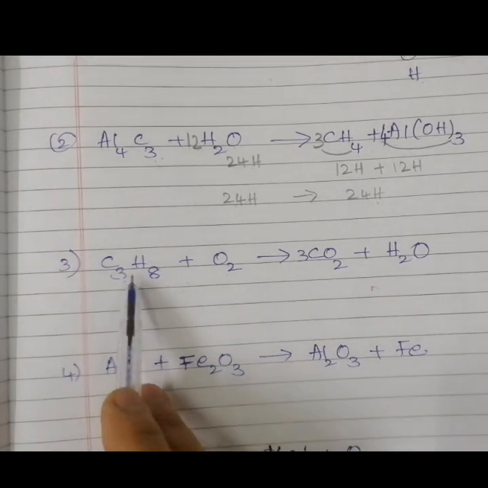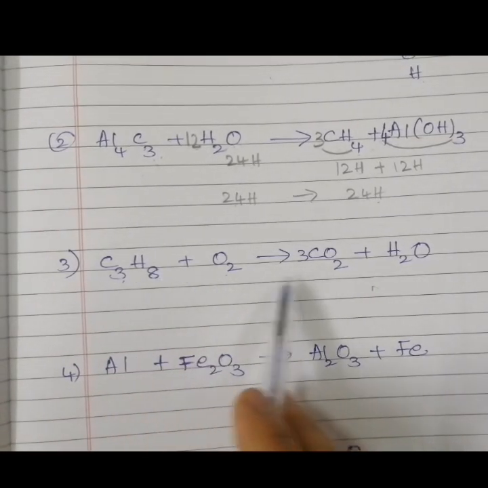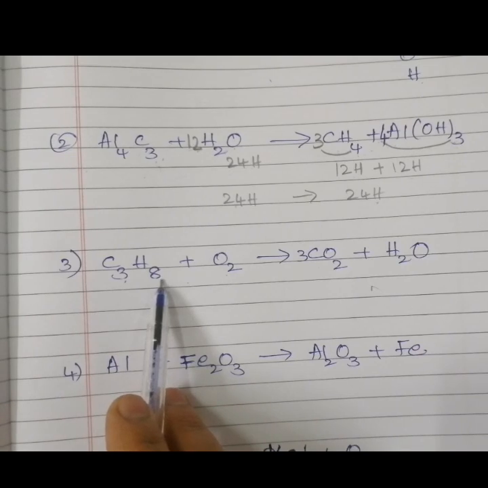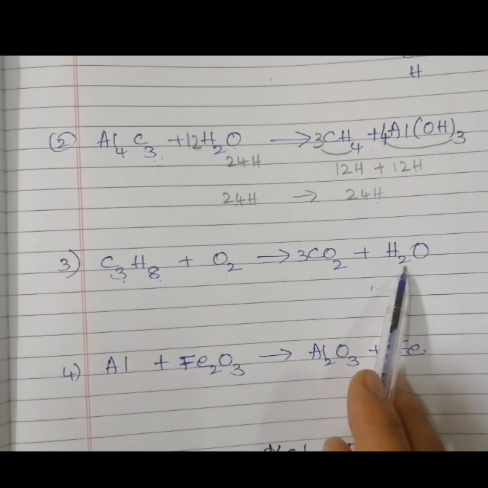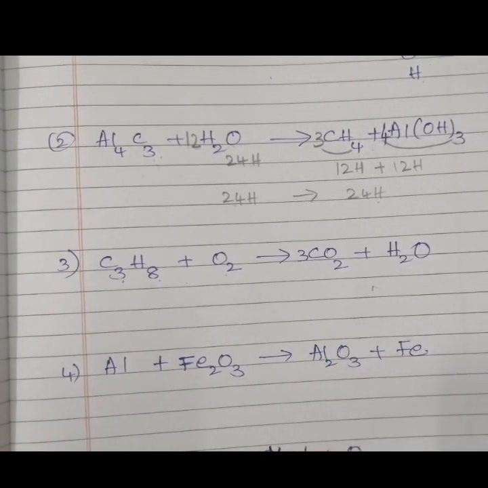Now we'll see hydrogen. How many hydrogens are there? 8 hydrogens are there here. Here how many hydrogens are there? Here 2 hydrogens are there. So how many do we still have to place here? How many hydrogens do we still have to place here?